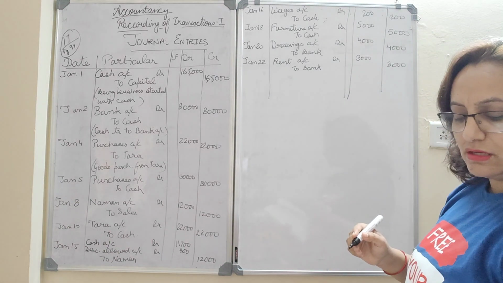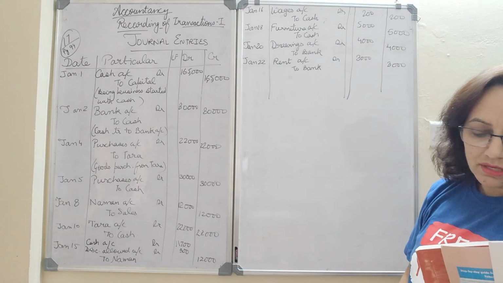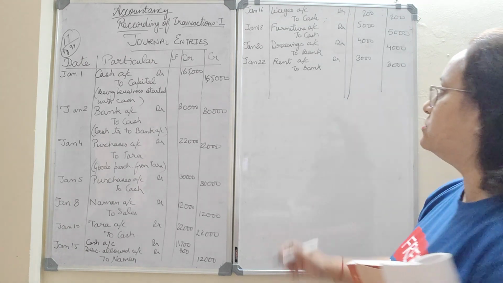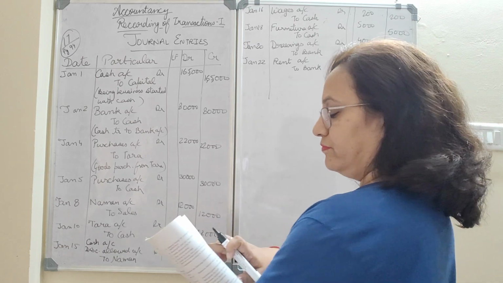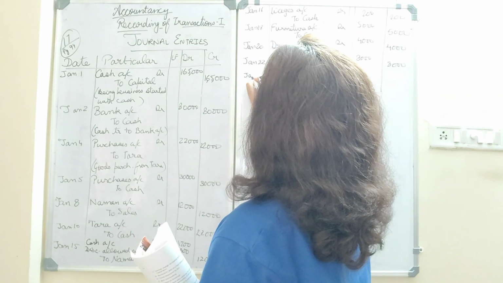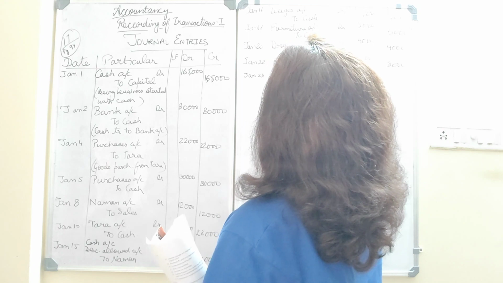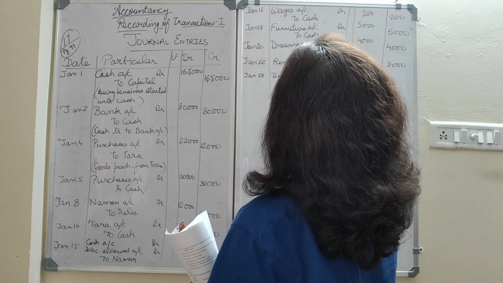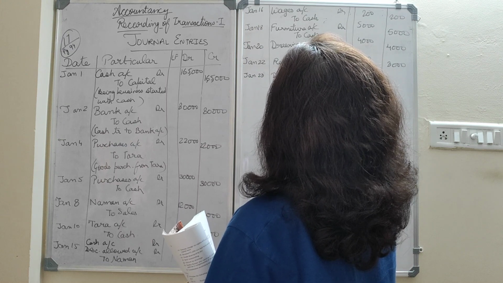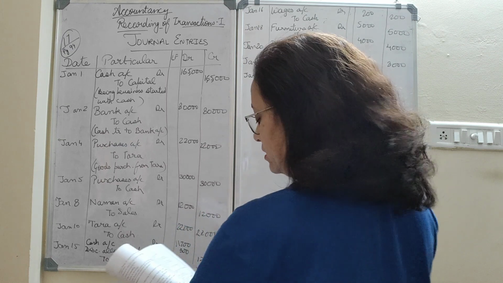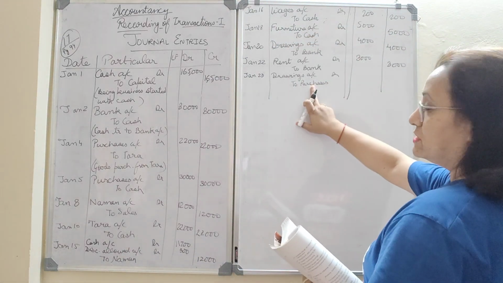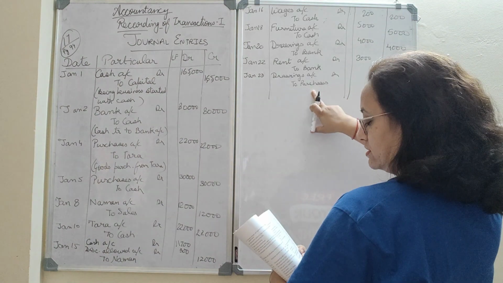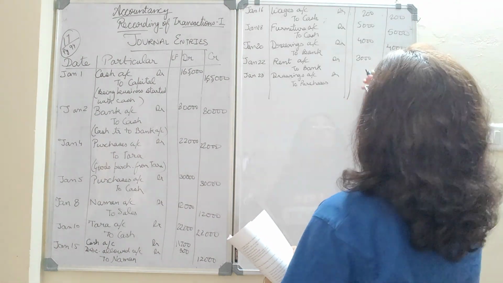Now next says goods issued for household purpose. So whenever I am issuing goods for household purpose means purchases have to be changed. So the date is January 23. Drawings account debit to purchases. Right? So these are goods, that is why purchases we are writing. If it is cash, then we will write cash. So drawings account debit to purchases 2,000.